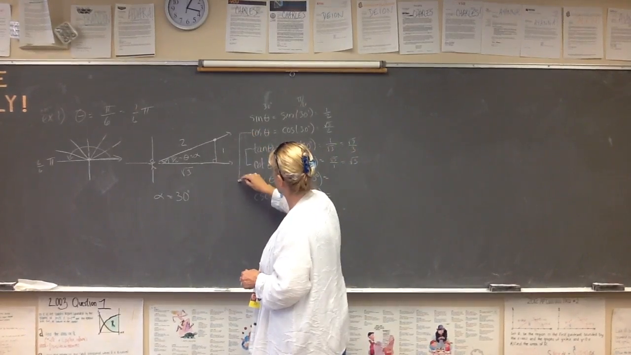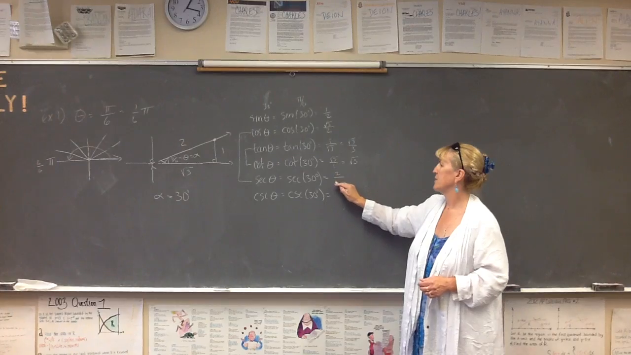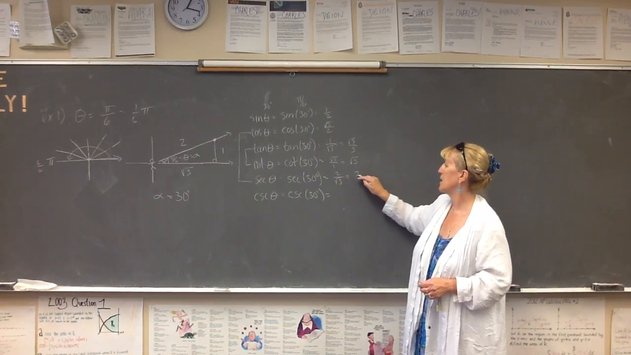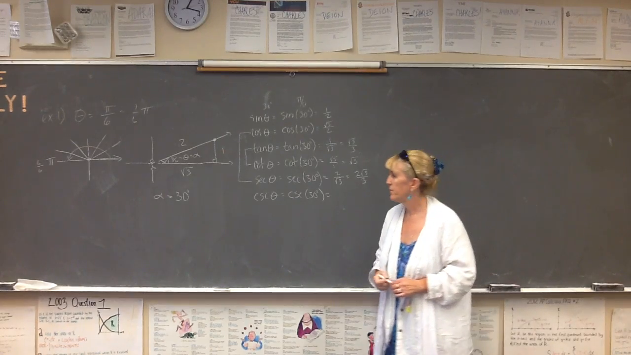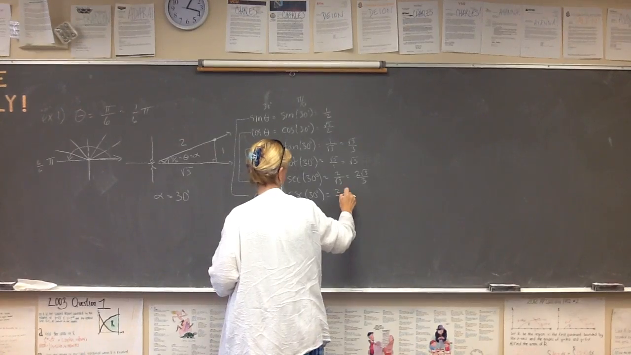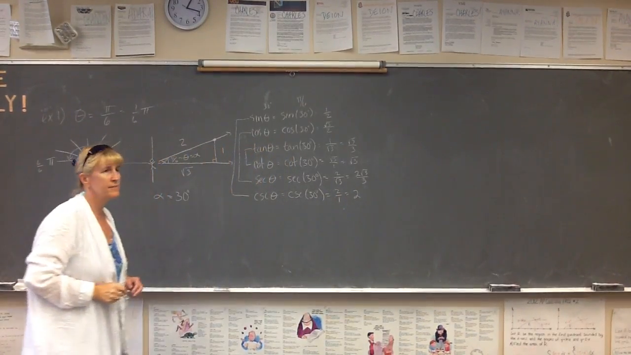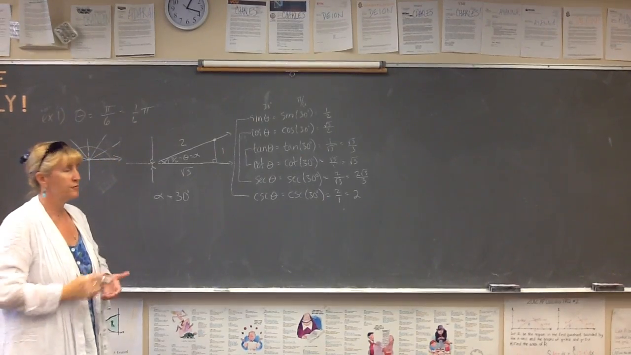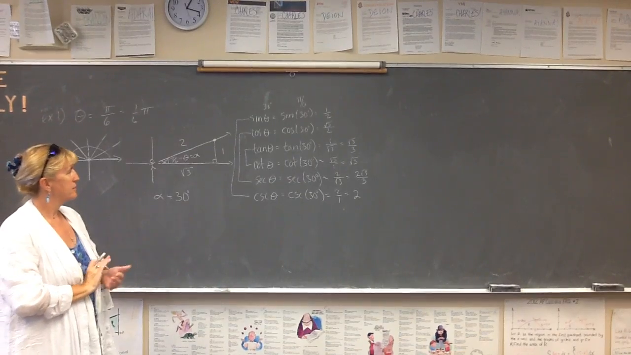Secant of 30 degrees. 2 over root 3, which you cannot leave like that. You're going to call it 2 root 3 over 3. And cosecant, just 2. Notice I put the brackets up there. They're reciprocals. They're reciprocal functions. Okay, learn them in order.